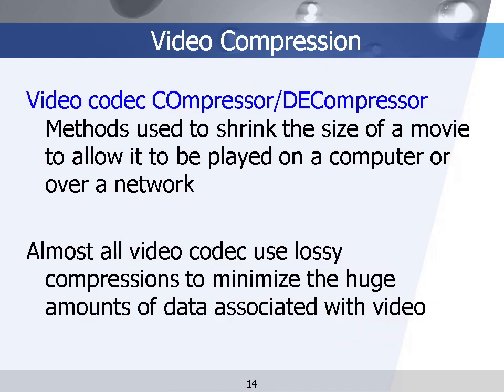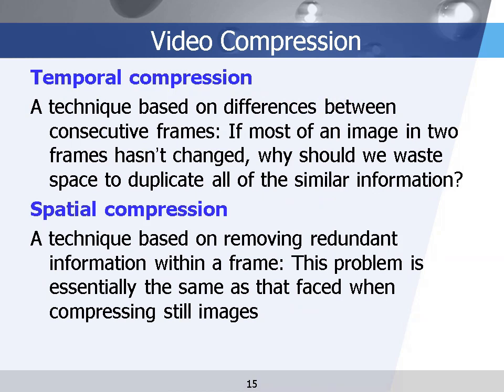The method and technique we use to compress video is called a codec. It is used to shrink the size of a movie to allow it to be played on a computer or over the network. Almost all video codecs use lossy compression to minimize the huge amount of data associated with the video. For example, the videos we made to show you the course materials are also compressed using some software. Other technologies used in video compression are temporal compression and spatial compression.